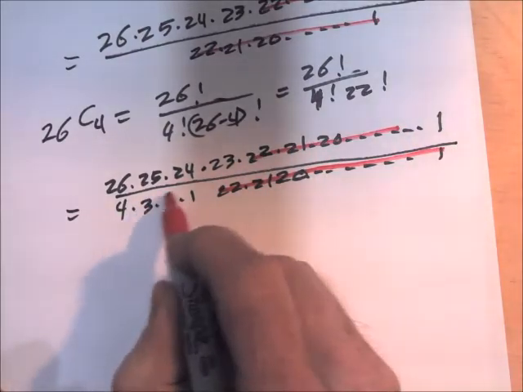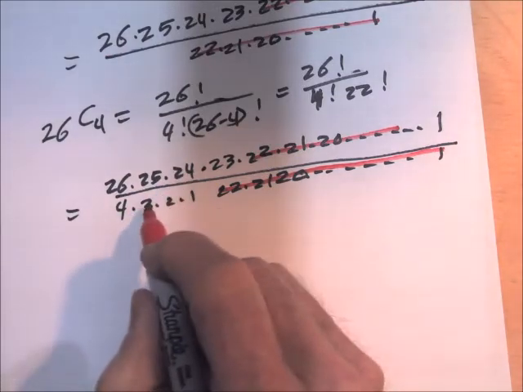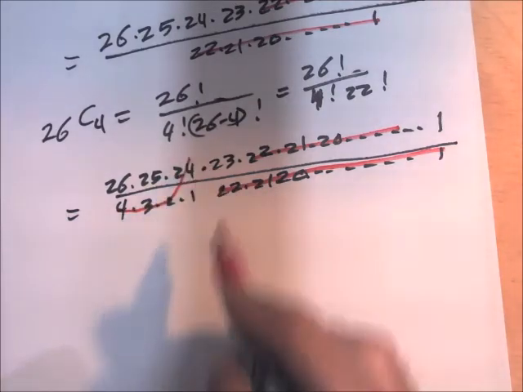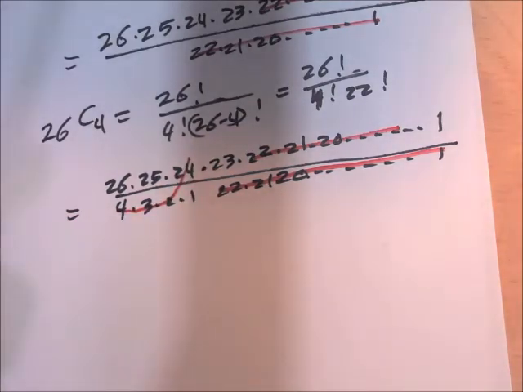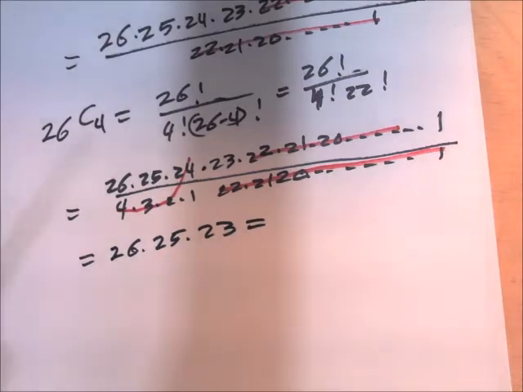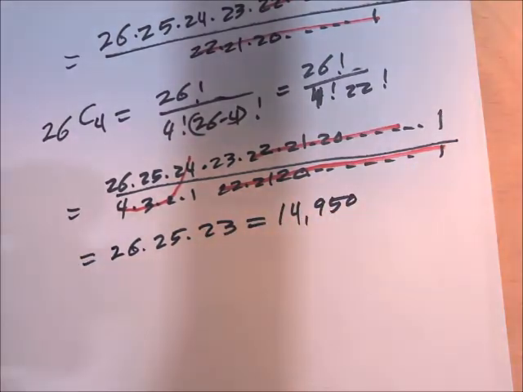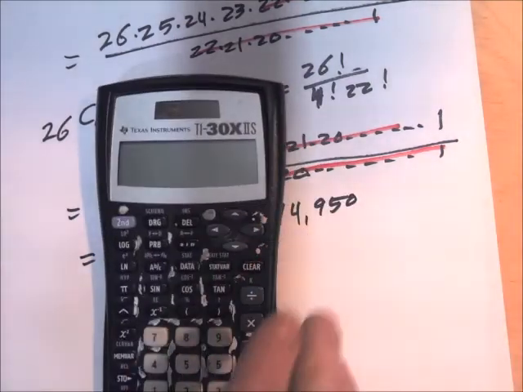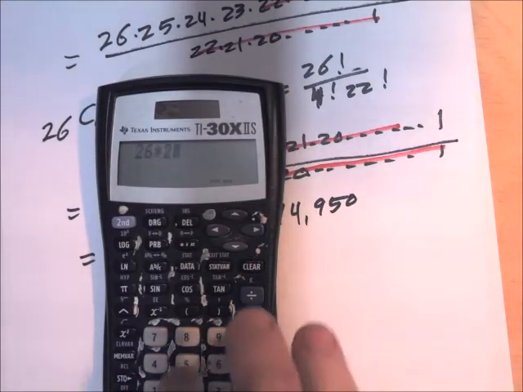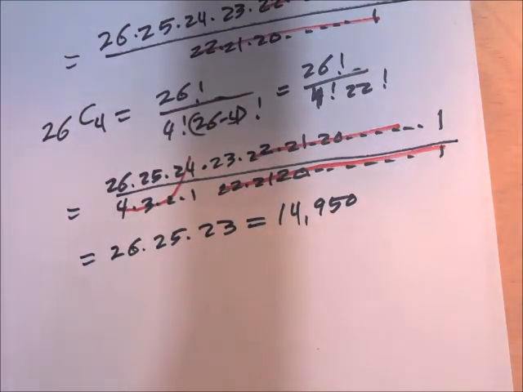If you want, you could cancel the 24 with the 4 times 3 times 2, or you could just multiply them out. 4 times 3 is 12, times 2 is 24, so they'll cancel with the 24 there. So we're left with 26 times 25 times 23. And if you multiply those out, you should get 14,950. Let me just double check on the calculator here. 26 times 25 times 23. Yeah, 14,950. Okay, well, that concludes this presentation.